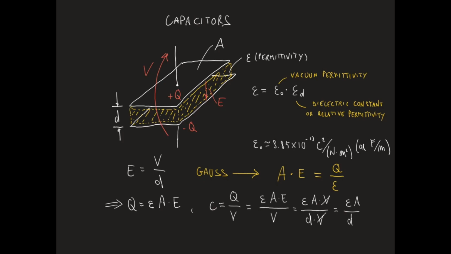This final result tells us that the capacitance can be computed as the permittivity epsilon of the dielectric material times the area of the plates divided by the distance between the plates. So the capacitance is directly proportional to the area and inversely proportional to the distance between the plates.